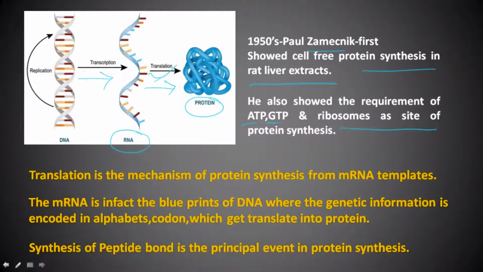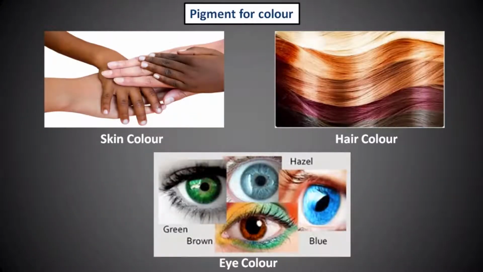We know that translation is the mechanism of protein synthesis from mRNA templates. So what are the different pigments of color? It is shown here: your skin color, hair color, and eye color. How is this governed? Our DNA has the genetic information stored in it for the pigment which is responsible for eye color, hair color, and skin color.